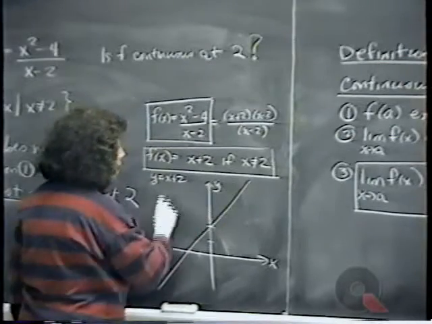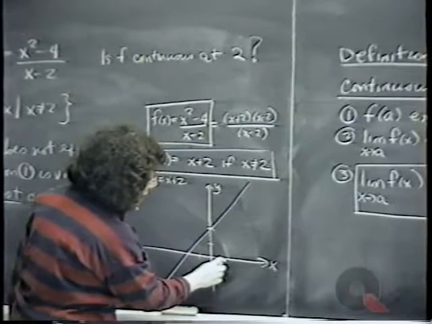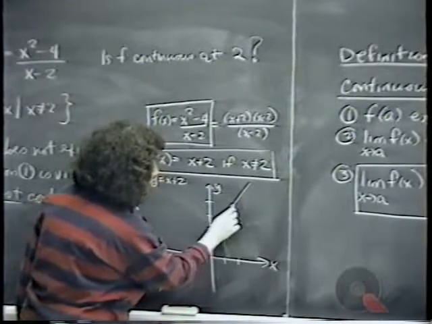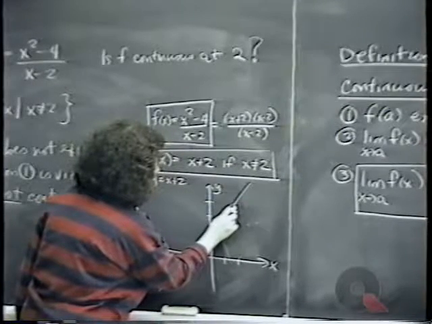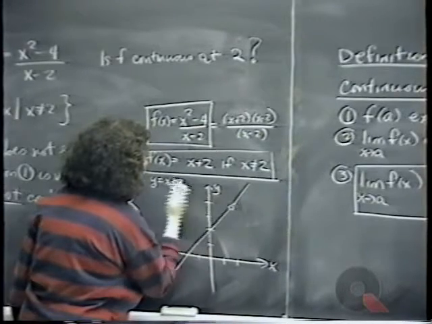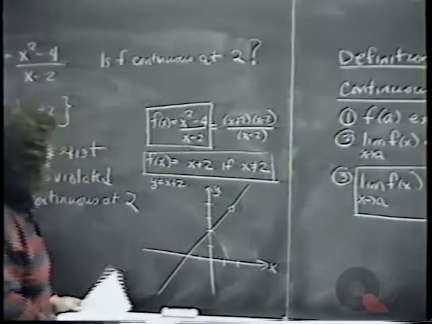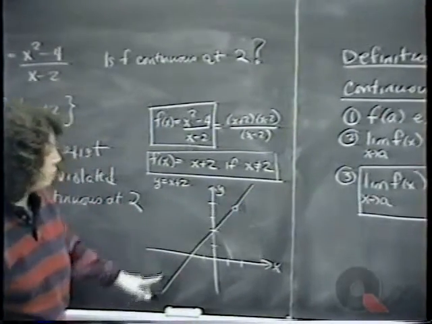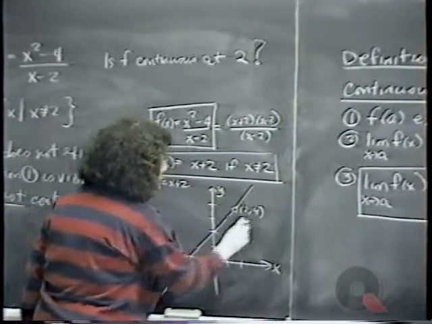Now, that would be the graph of y equals x plus 2, but 2 is not in the domain of this function. So when x equals 2, there should be a hole in the line. So the graph of the function f is the straight line y equals x plus 2, except there is a hole at the point (2, 4).